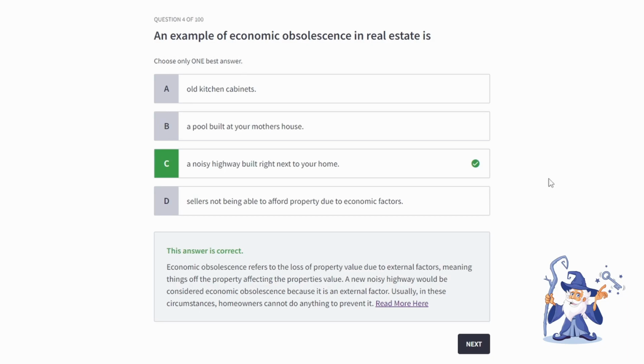That's normally how you know it's economic obsolescence, because think about it. Unless you go out and write a big petition to get the highway removed, chances are you really can't do anything as the homeowner to solve economic obsolescence.